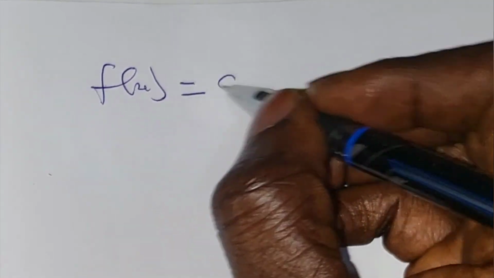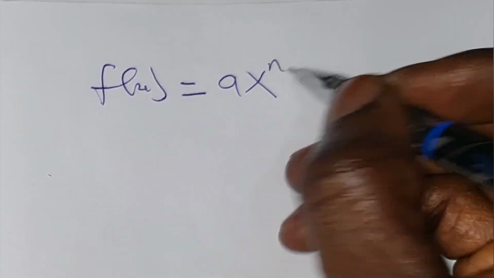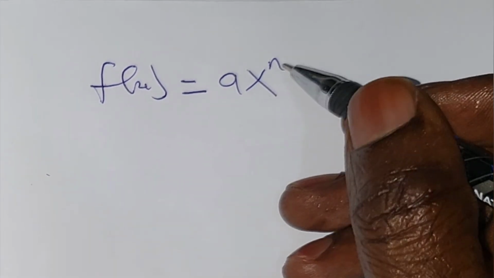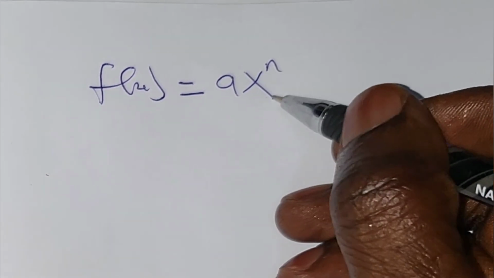Hi, so in this tutorial, we're going to look at how to differentiate functions. In differentiation, we know that it tells us the rate of change, or how something is changing, how fast or how slow something is changing. So if you're given a function, let's say f of x is equal to a x to the exponent n, where x is the variable.